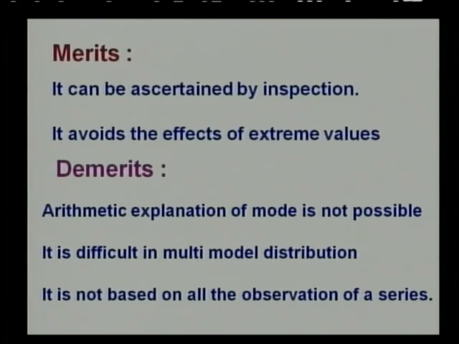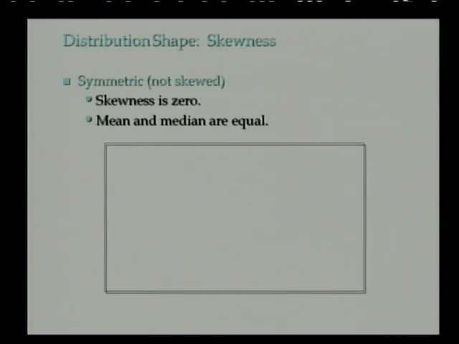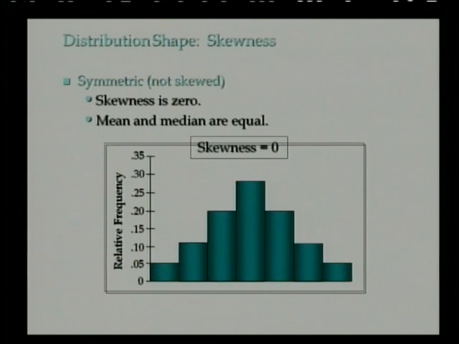Merits: it can be ascertained by inspection, and it avoids the effect of extreme values. Demerits: arithmetic explanation of mode is not possible. It is difficult in multimodal distribution and it is not based on all observations of the series. So therefore these are the demerits, because we consider only the highest number of observations, so all the observations have not been considered. Okay, let us see here that skewness is a lack of symmetry.